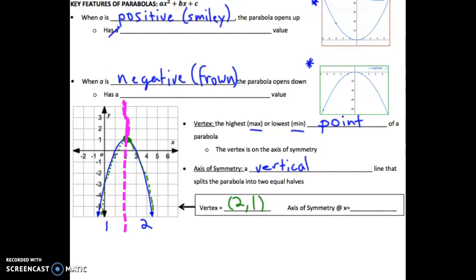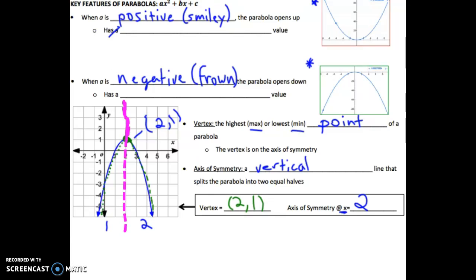Now, the axis of symmetry is only the x value. You need to know that it's only the x value of this plotted point. This plotted point, my vertex, is (2, 1). The x value of the vertex is 2. So the axis of symmetry is x = 2.